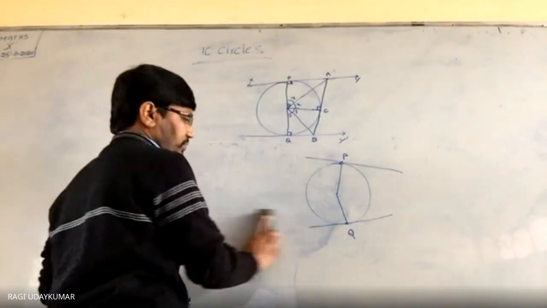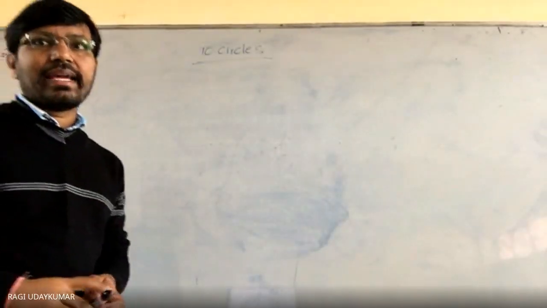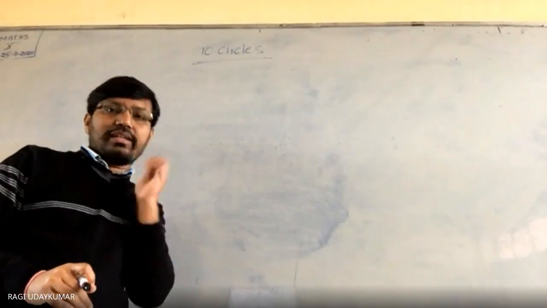Prove that the angle between the two tangents drawn from an external point to a circle is supplementary to the angle subtended by the line segment joining the points of the contact at the center. Did you understand? You have to prove that the angle between the two tangents drawn from an external point.